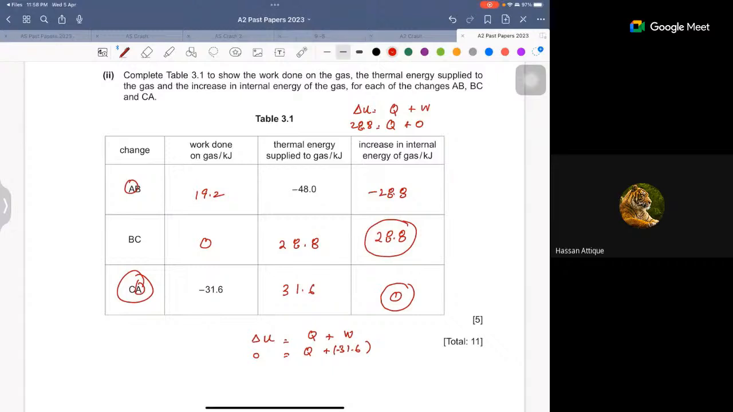Yes, sir. Okay. So those who have got it wrong, just remember that when you go from one point and back to the same point, the change in internal energy is always 0. Just remember that in a closed shape.